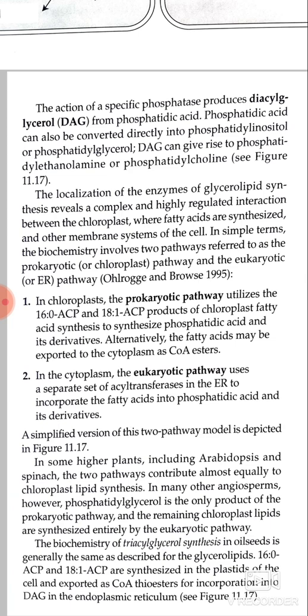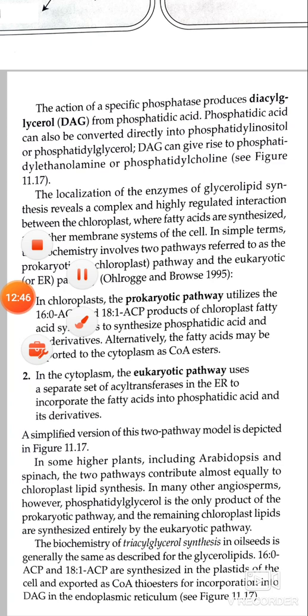The biochemistry of triacylglycerol synthesis in oilseeds is generally the same as described for the glycerolipids. 16:0 ACP and 18:1 ACP are synthesized in the plastids of the cell and are exported as coenzyme A thioesters for incorporation into the DAG in the endoplasmic reticulum.